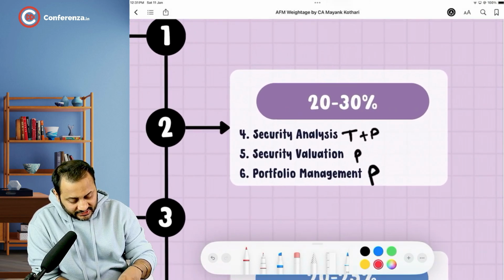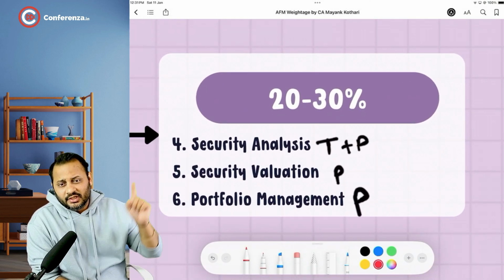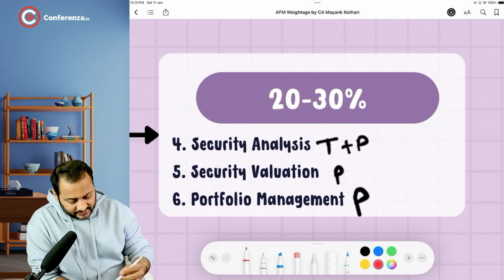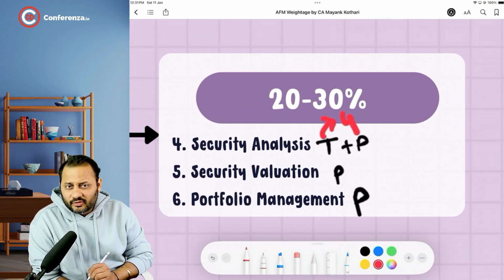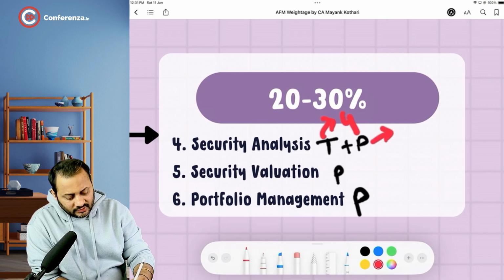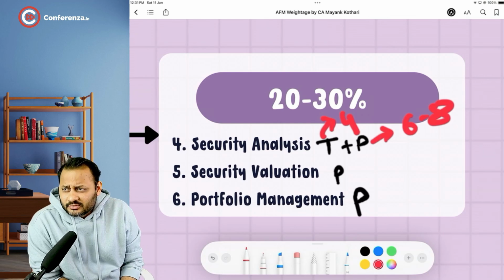Okay, the second section is security analysis and security valuation and portfolio management. The first chapter, security analysis: if they are going to ask theory out of it, it will be of around 4 marks, and if they are in a mood to ask a practical question, it can be of 6 to 8 marks. Okay, in the last exam, I don't remember as such. I will have to go through the paper.